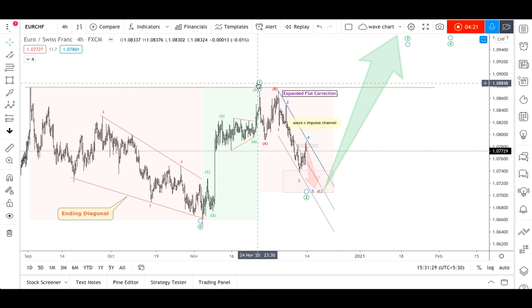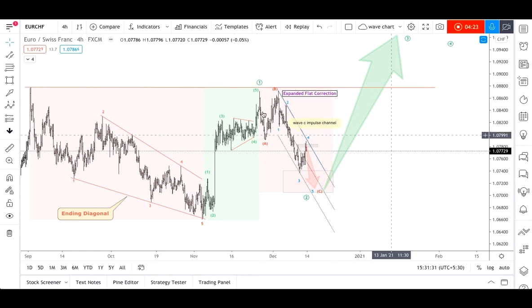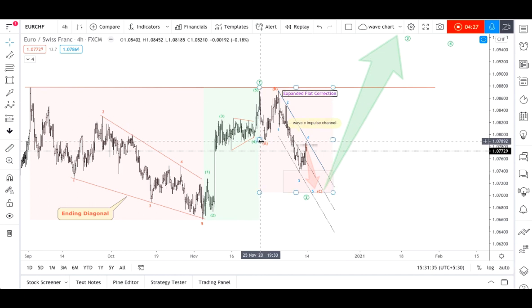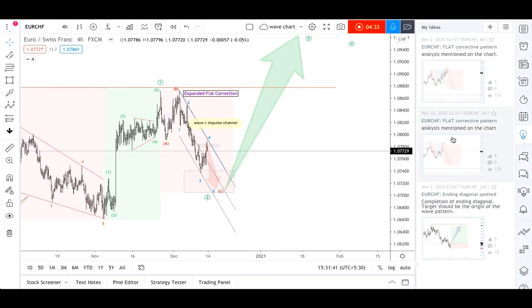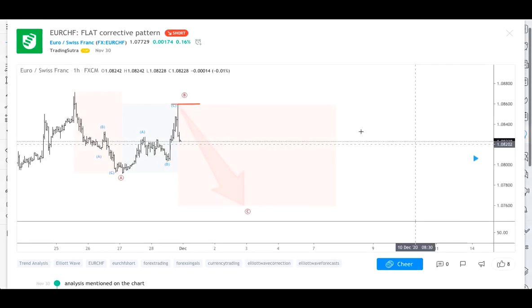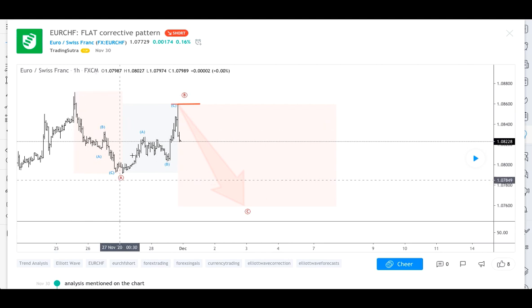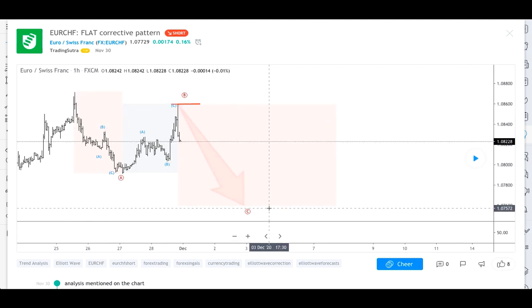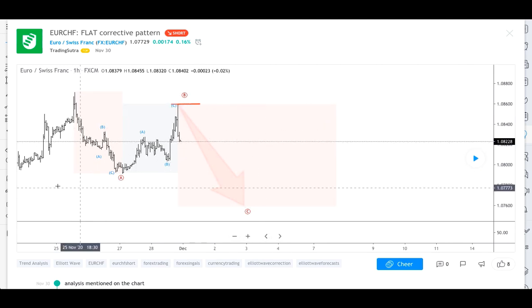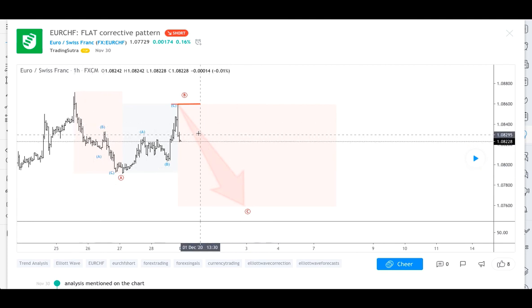After that I again posted an idea that this is going to be a correction, for a second wave. Let's see where it is. Earlier I suggested that this will take a flat correction. What is a flat correction? A flat correction is 3 waves down, 3 waves up, and after that we have to see 5 waves of downside movement. So what happened after here?